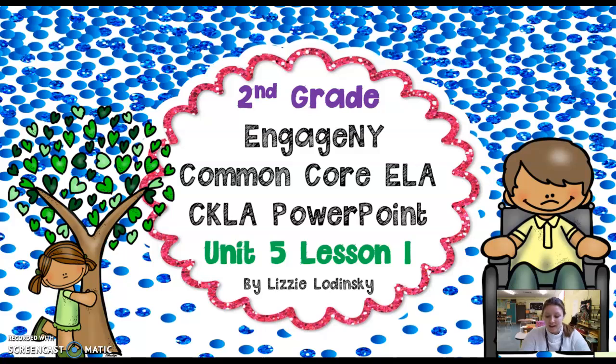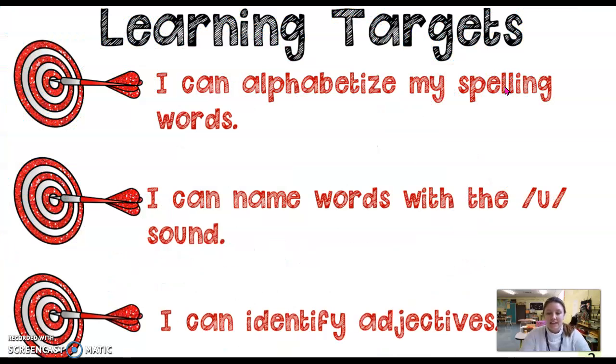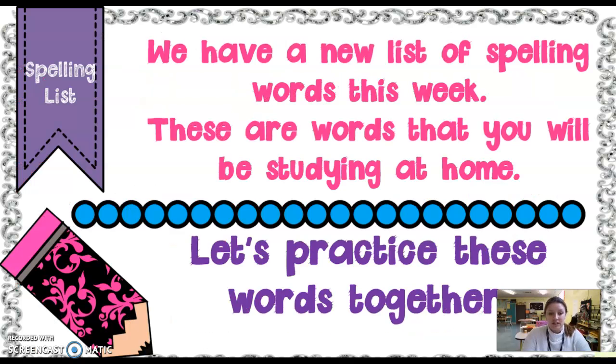So we are on Unit 5, lesson number 1. Taking a look at our learning targets. By the end of this lesson, what will we have accomplished? We will be able to alphabetize our new spelling words. We will name words with the sound using different spellings, and we will be able to identify adjectives.